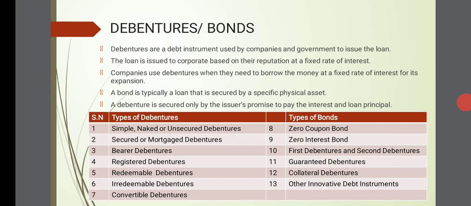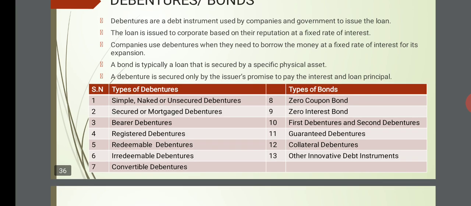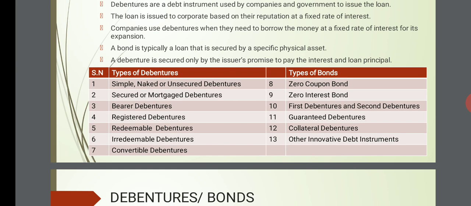Then if we talk about types of bonds, then we have the zero coupon bond. A zero coupon bond is a bond which is issued at a discount to its face value, and that's why it is called a zero coupon bond. Then zero interest bond, because there's no interest paid on this, and it is also inflation adjusted. First debentures and second debentures. So first the bonds are issued, and then the second bond is issued.